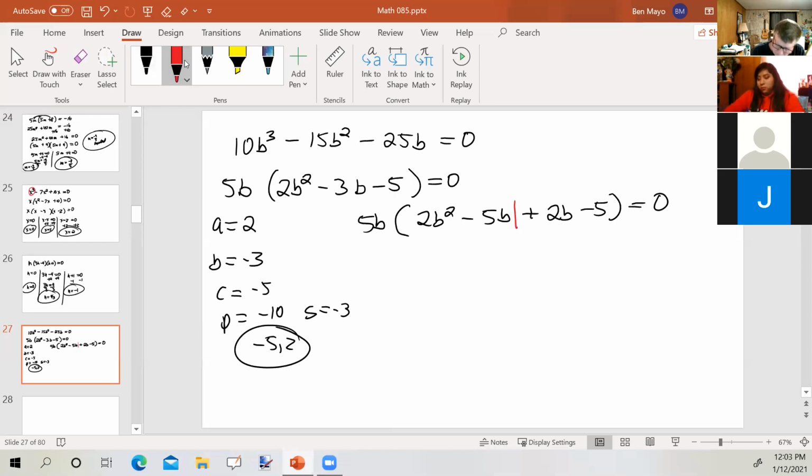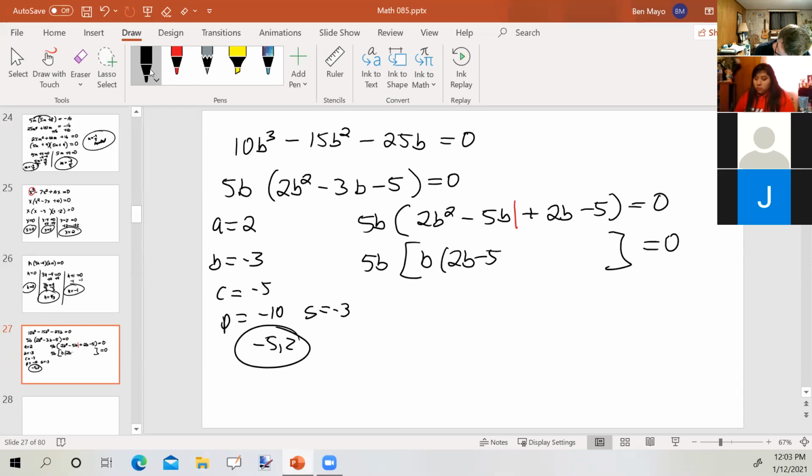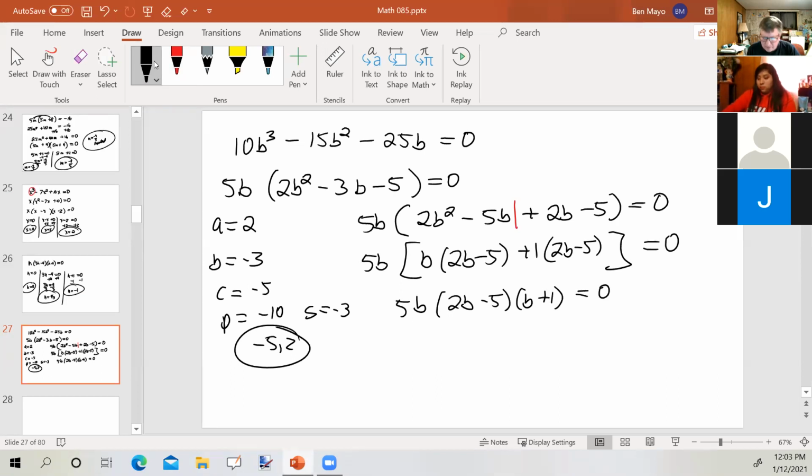I'm going to split the 4 terms in half. So I've got 5b. The greatest common factor of the 2b squared minus 5b is just b. And then 2b minus 5. So 2b minus 5 over here and a plus 1 outside. So now I've got 5b times 2b minus 5 times b plus 1 equals 0. All of that, to get it factored, set equal to 0.